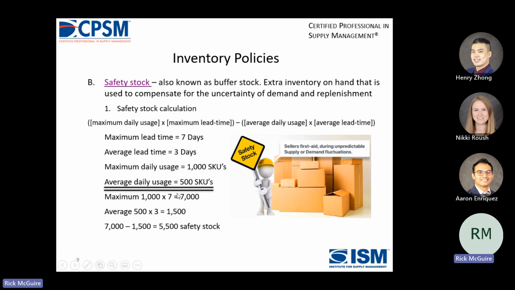we're going to do the maximum side first, which is 1,000 times 7, max lead time times max usage, and then do the other side next, which is the average daily usage times average lead time. You subtract one from the other, and you get 5,500 in safety stock. Still a bunch of safety stock.